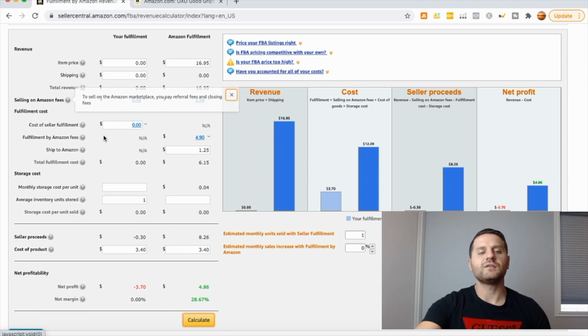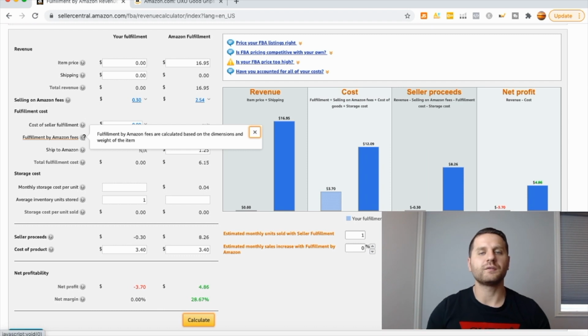The next fee is going to be the fulfillment by Amazon fees. This is one of the biggest fees when it comes to shipping your product to the customer per unit sold. These fees are calculated based on the dimensions and the weight of the item. So each time that you sell a unit, Amazon is going to go ahead and find your product in their warehouse. It's a very, very huge warehouse. Their employees are going to walk, probably drive one of those small golf carts, because it's a very big warehouse, to find your product. And then they scan it, they pack it up, and they ship it out to the customer.